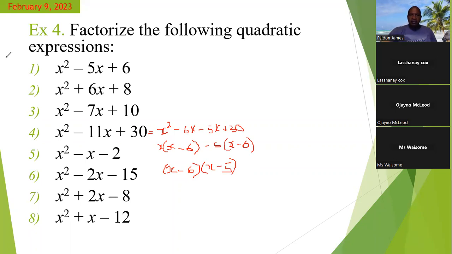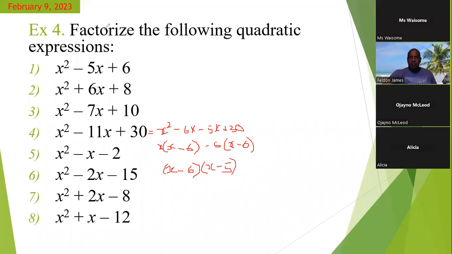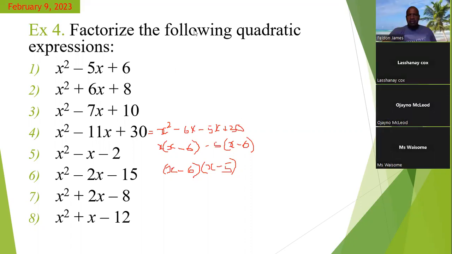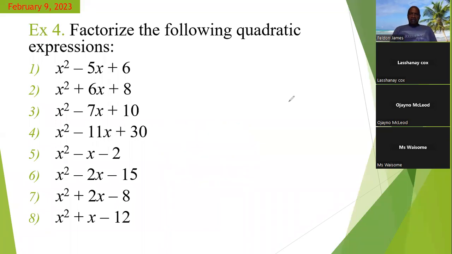Let me see the hands who got those. All right, very good, guys. Everybody seems to be on track. All right, moving along. So we are at question 5. What are the factors of negative 2 that, when you add them, you get negative 1? Negative 2 plus 1, sir.